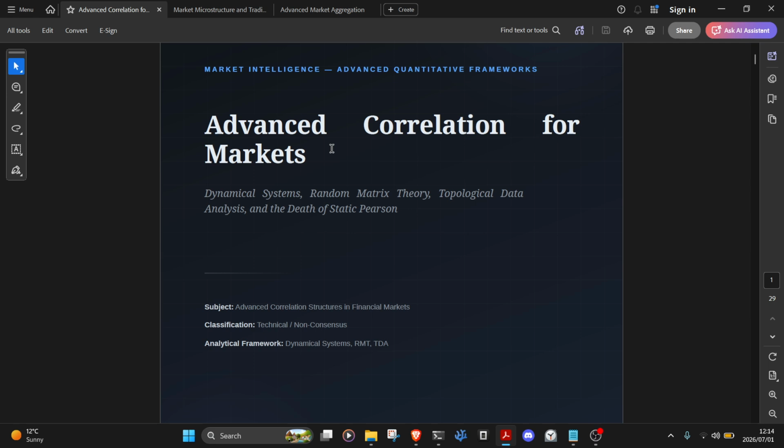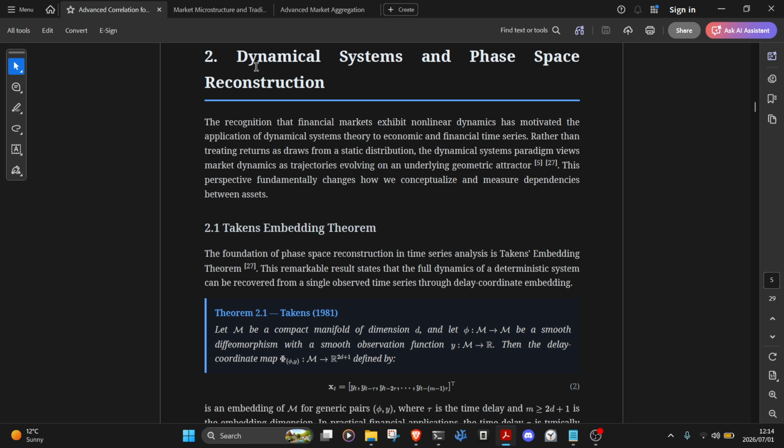The recognition that financial markets exhibit nonlinear dynamics has motivated the application of dynamical systems theory to economic and financial time series. Rather than treating returns as draws from a static distribution, the dynamical systems paradigm views market dynamics as trajectories evolving on an underlying geometric attractor. This perspective fundamentally changes how we conceptualize and measure dependencies between assets.